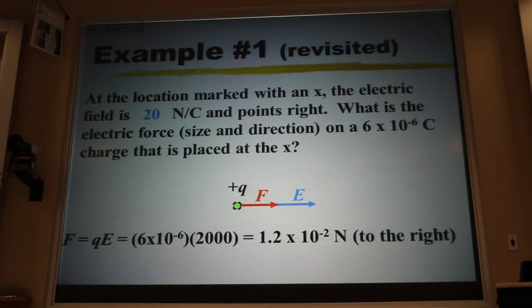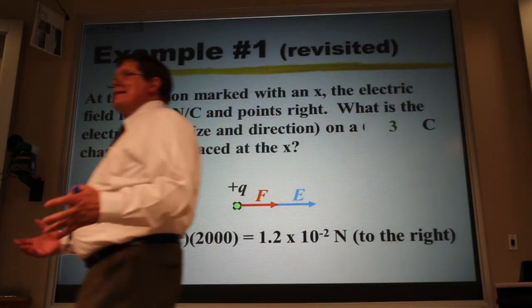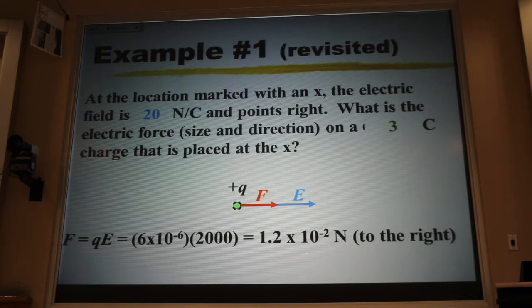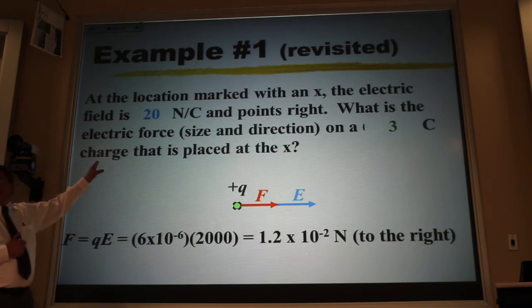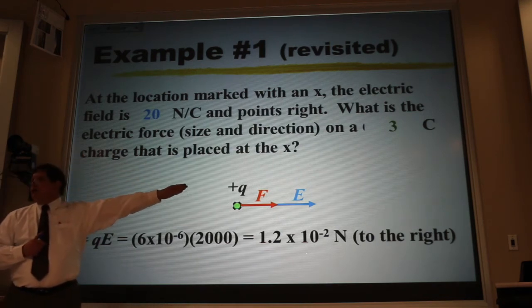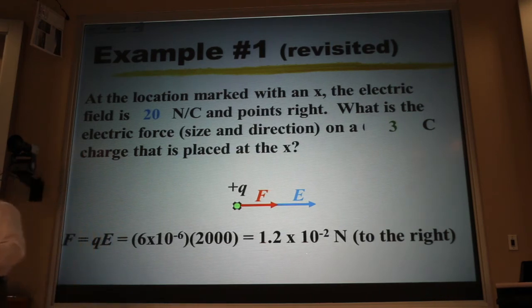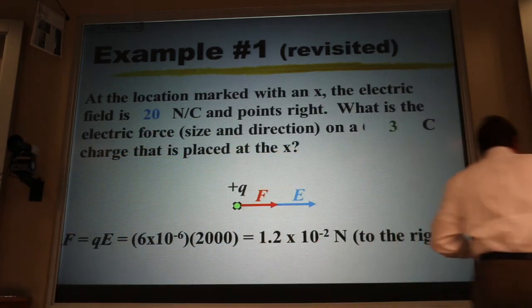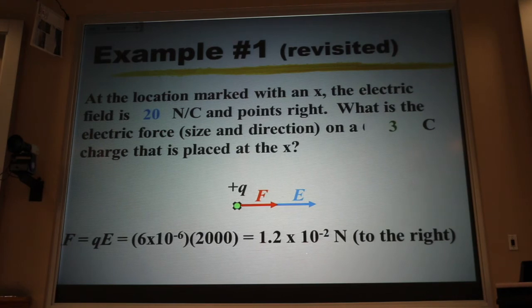What if the field is only 20 newtons for each coulomb? And what if instead of 6 microcoulombs, I actually have 3 coulombs? I mean, we've destroyed Bozeman, but for the sake of understanding, let's make it 3. If this field is pushing with a force of 20 newtons on each coulomb, and I have 3 coulombs, what's the total push? 60. That's all it is. How much are you going to pay for your tank of gas? Okay?